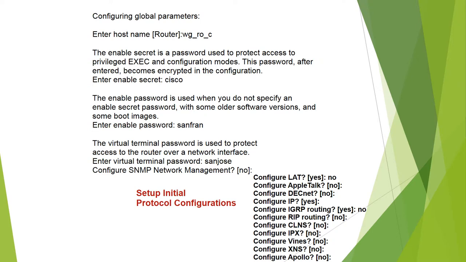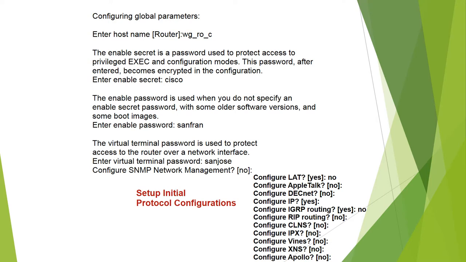Setup: configuring initial global parameters. Enter host name: router. The enable secret is a password used to protect access to privileged execution and configuration mode. This password, after entering, becomes encrypted in the configuration. Enter enable secret: Cisco. The enable password is used when you do not specify an enable secret password, with some older software versions and some boot images. Enter enable password: San Fran, or whatever you want.